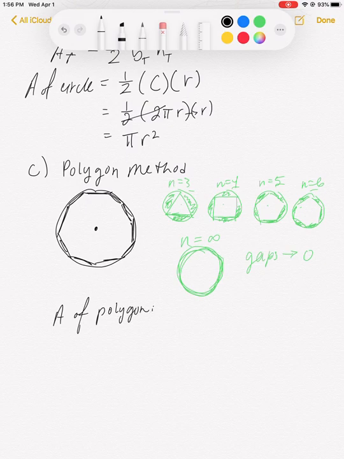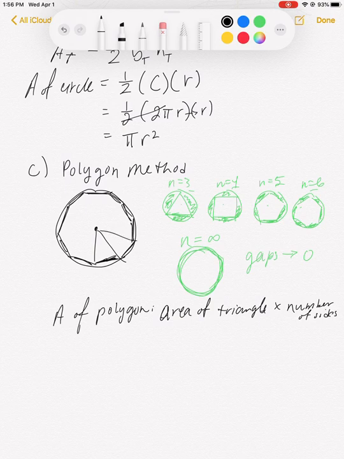So the area of the polygon is the area of this triangle times the number of sides. Because that's how many triangles there are. See, one side here, there'll be another corresponding triangle here, and here, and here. The area of the triangle is 1/2 base times height. So you have n triangles: 1/2 base times height times n triangles.